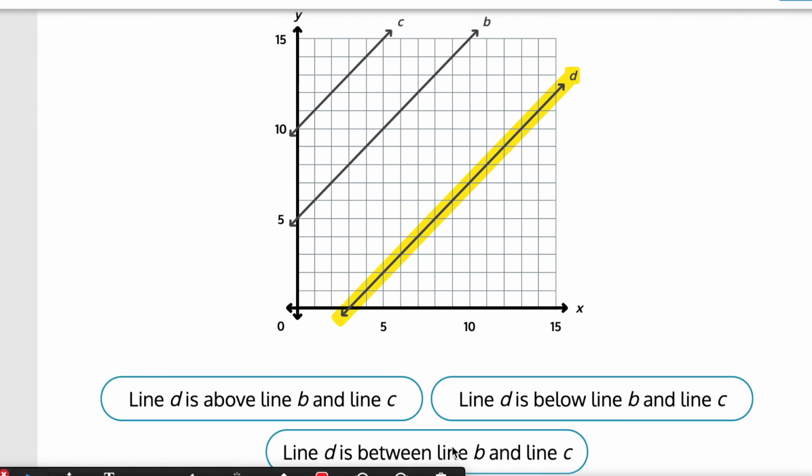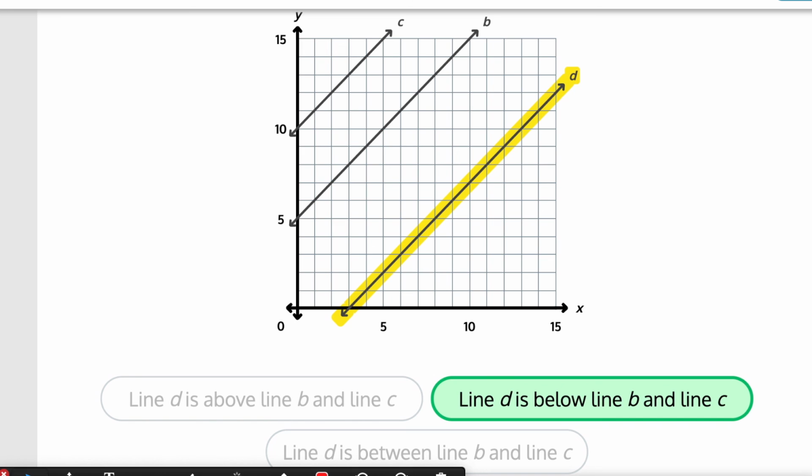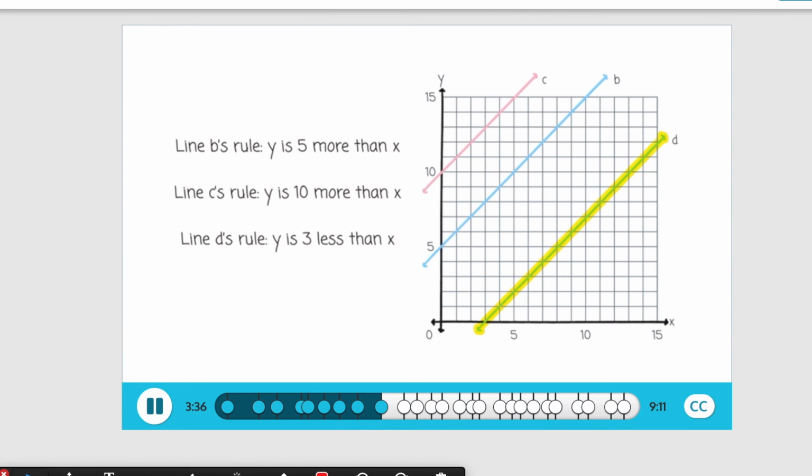So line D is below line B and line C. And it makes sense because we subtracted. Line D falls below line B and line C. We used subtraction to find the y coordinates, so the y coordinates in line D are less than the x coordinates.